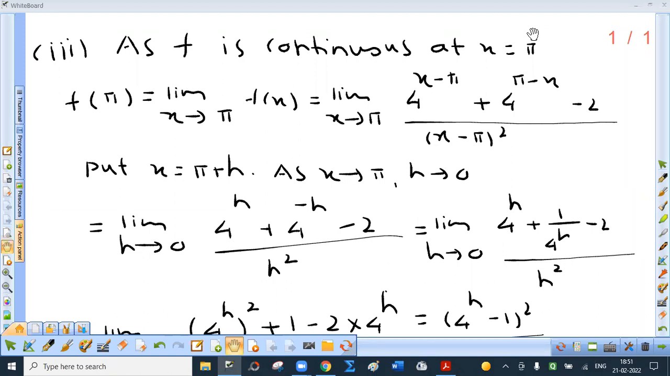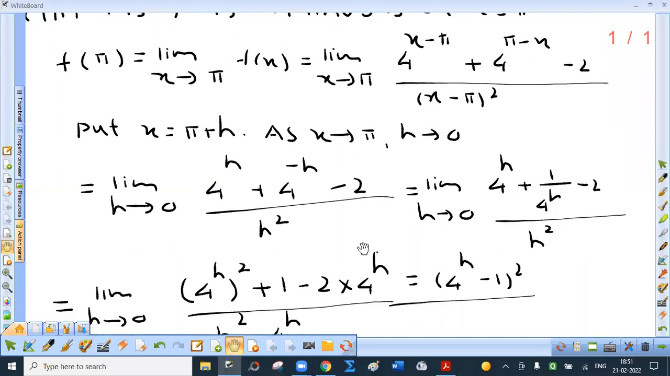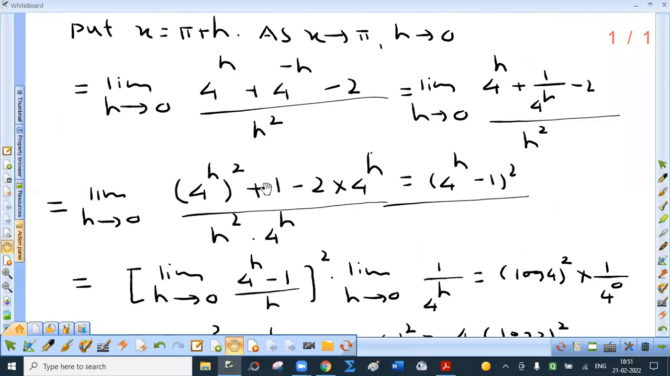We have to put x equal to pi plus h. As x tends to pi, h will tend to 0. So this is limit h tends to 0. x is pi plus h. So x minus pi is h. And be very careful. What will be pi minus x? Minus h. Now 4 raised to minus h is 1 upon 4 raised to h. Find the LCM and simplify. So you will notice that this has become square of 4 raised to h minus 1. 4 raised to h goes in the denominator.